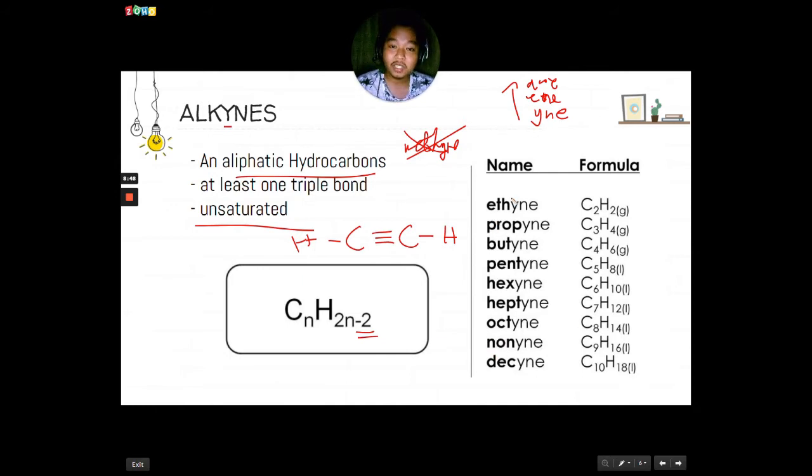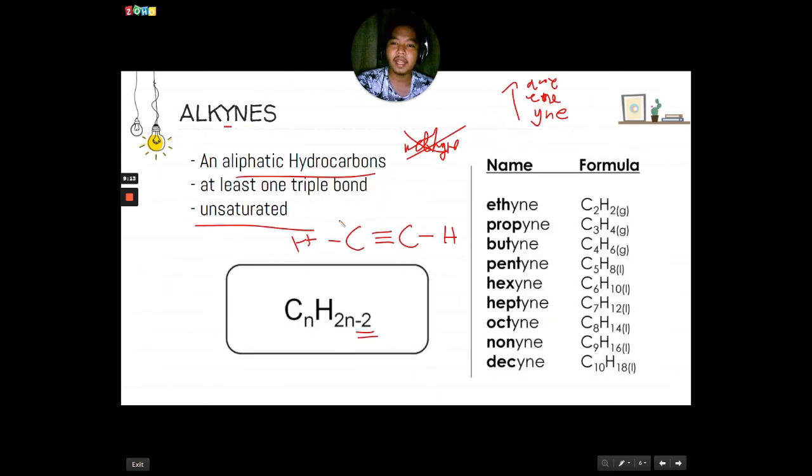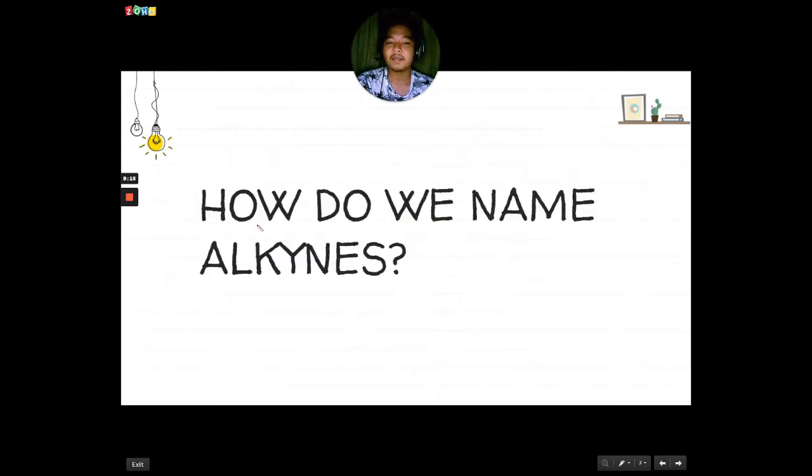Anyways, we simply change the suffixes, Y and E. Now, prefixes are still the same. And we have a triple bond. So, triple bonds are represented by 3 lines, either in a condensed formula or in our skeletal formula. And we'll see that in our examples later on. So that's your alkyne. Now you can always go back to these slides. Now these are all uploaded so that you can check their differences.